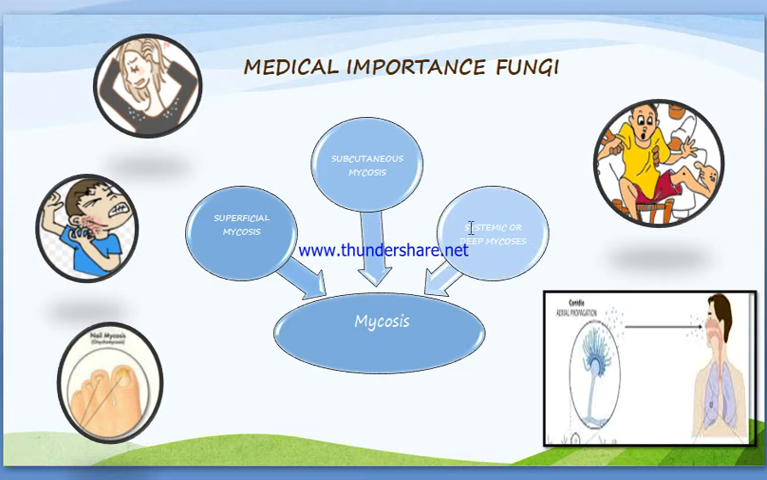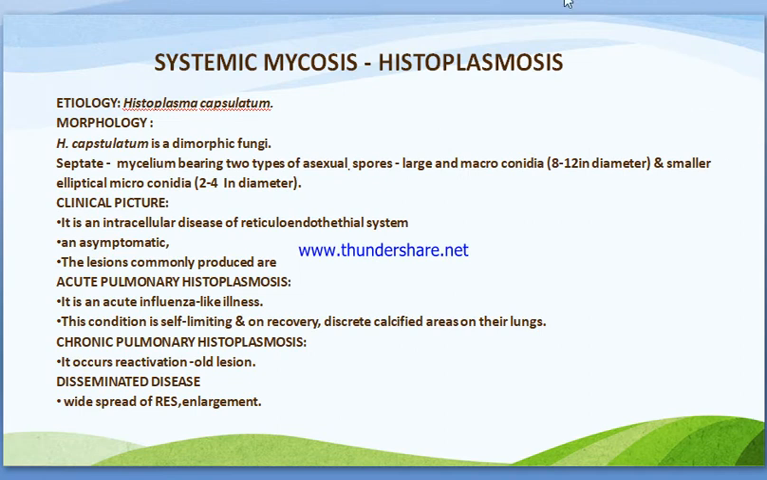In that we are going to see about histoplasmosis. It's an example of deep mycosis. Histoplasmosis is a disease caused by fungi, and transmission is mainly by inhalation of the histoplasmosis spore. Etiology means causative agent. Here the causative agent, the fungus responsible for histoplasmosis, is Histoplasma capsulatum.